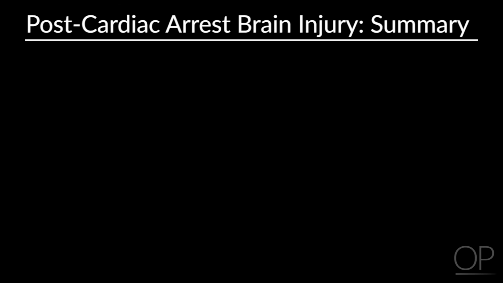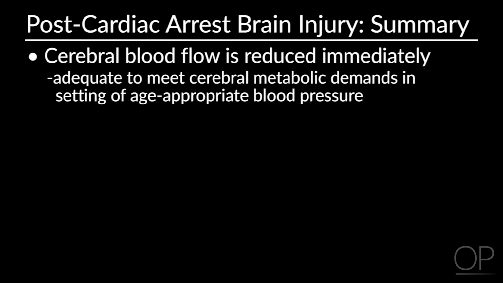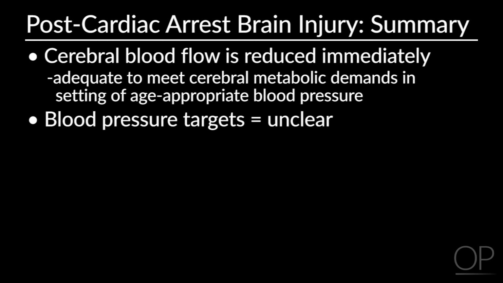So in summary, what we know is that cerebral blood flow is reduced immediately after cardiac arrest and after resuscitation from cardiac arrest due to fixed as well as likely reactive etiologies, although it also appears that that amount of blood flow, although reduced, is adequate to meet cerebral metabolic requirements as long as an age-appropriate blood pressure is maintained. And although abnormalities in cerebral autoregulation would suggest a direct blood pressure dependence, it's unclear what the best mean arterial pressure for an individual is at specific phases of the disease course.